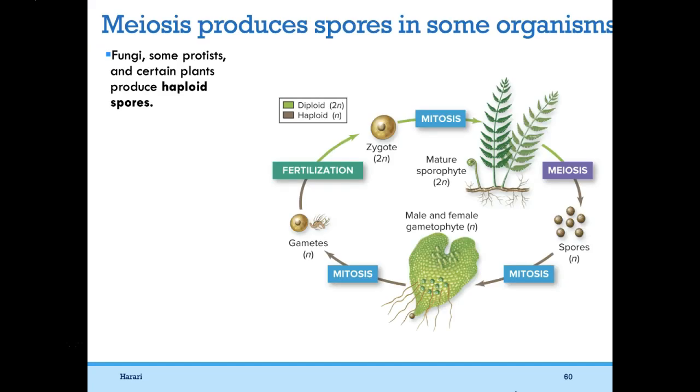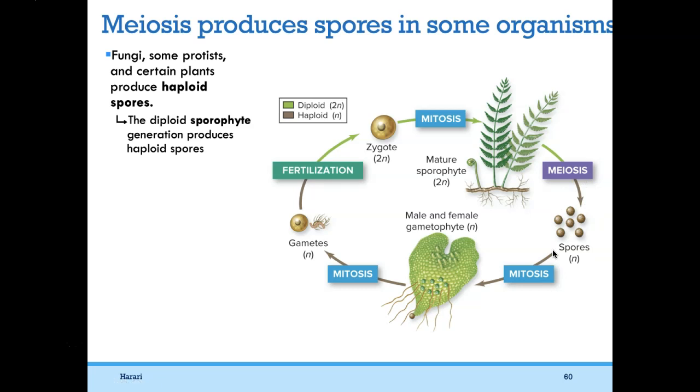So at the end of meiosis, in plants, what we're going to produce is spores. So they don't have sperm and egg. And this is not only plants, but fungi and some protists, right, produce spores. And these spores are haploid.